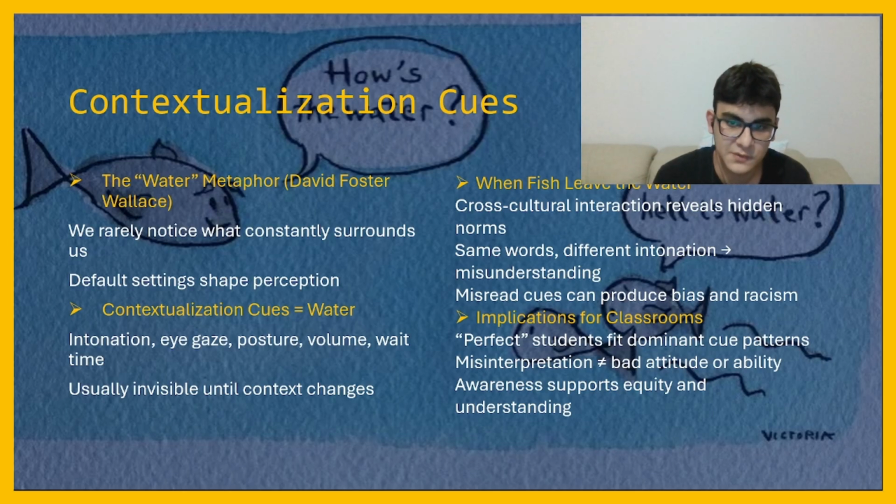Next, we have implications for classrooms. Perfect students fit dominant cue patterns, and misinterpretation doesn't equal bad attitude or ability. Instead, it is just something that we have to get over. Like I said, we have to prevent that from happening. Awareness supports equity and understanding.